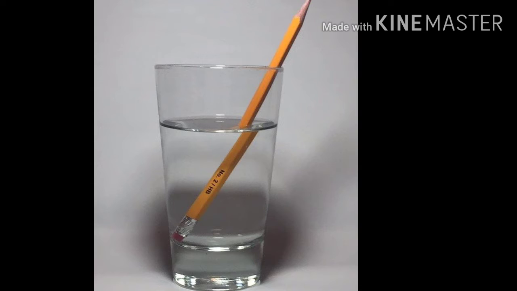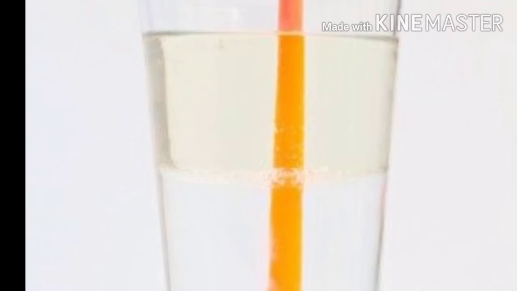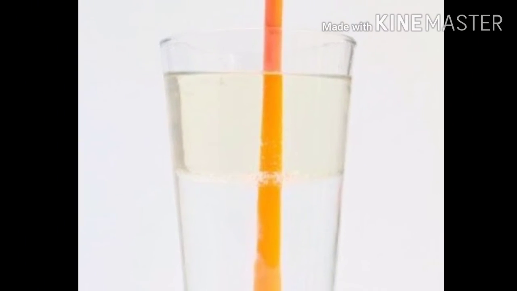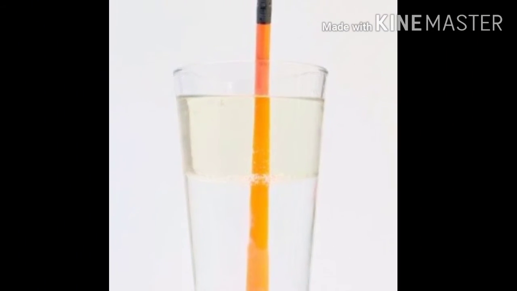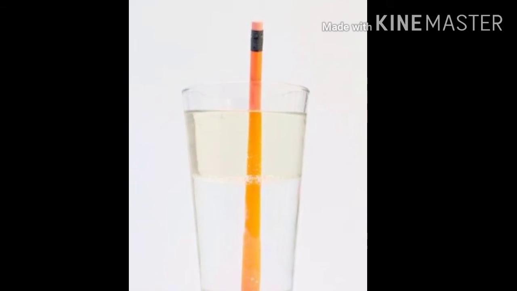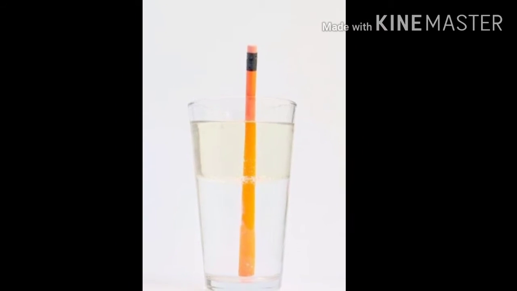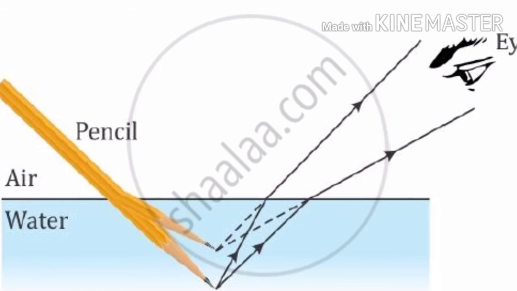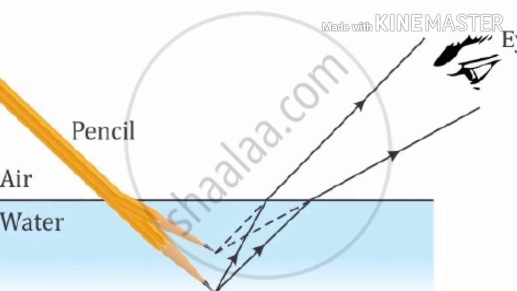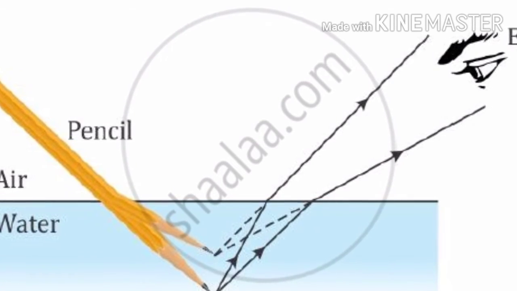Look at this picture. Here you can see that the pencil is bending, but actually it is not. It is due to one phenomenon that is called refraction. But if you place a pencil vertically in that glass, then it does not show deviation. Let us look at how this refraction happens.